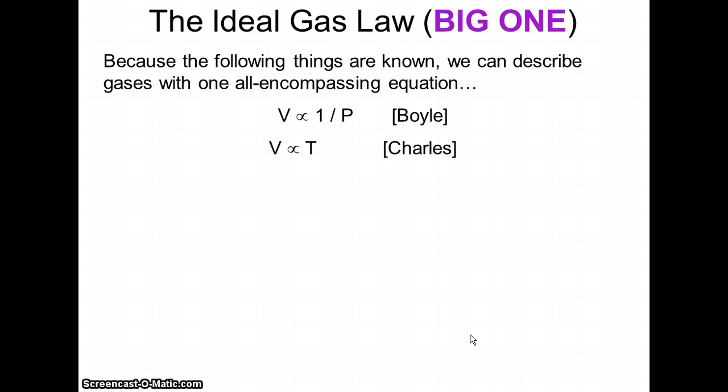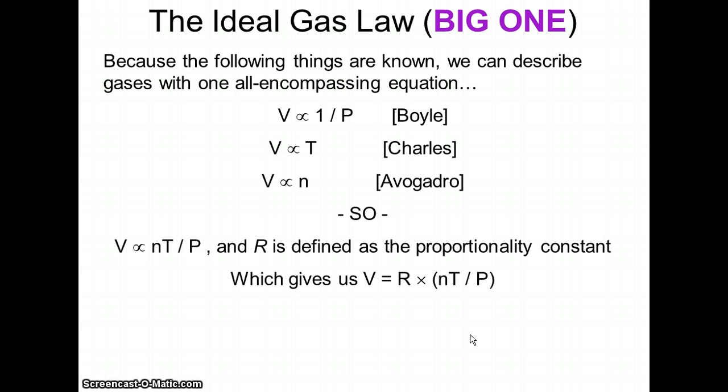That's from Boyle. We know that volume is directly related to temperature from Charles, and Avogadro told us that volume is directly related to the number of particles present. And so we can work all this together into one overriding system. We can say that volume is proportional to the moles and the temperature, and is proportional to 1 over the pressure, so we can say it as nT over P. And then we define this variable R as a proportionality constant that would say those things are proportional by R. So it means that volume equals R times those things, or R times nT over P.